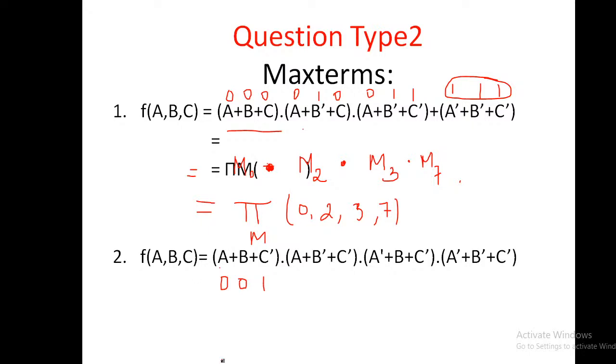So what will be the decimal value? It will be capital, we can write M1, right? Then we do the product. Then the rest part, can you please tell me what is going to be the answer? Just quickly do it and tell.